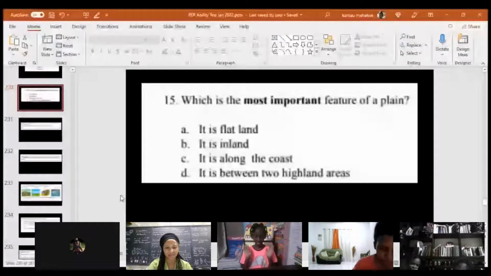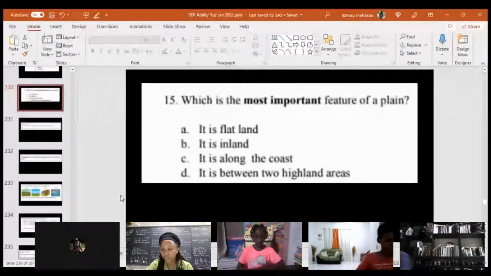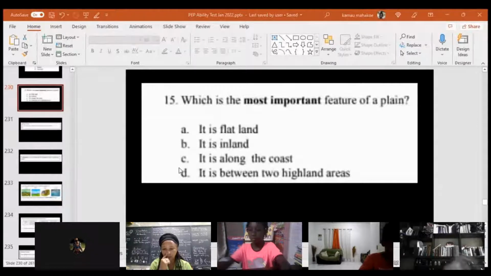John, take your time and read the options again. Okay, Miss. A is flatland. B it is inland. C it's along the coast. D it's in between two highland areas. Miss, I would say A it is flatland. All right, and that is correct.